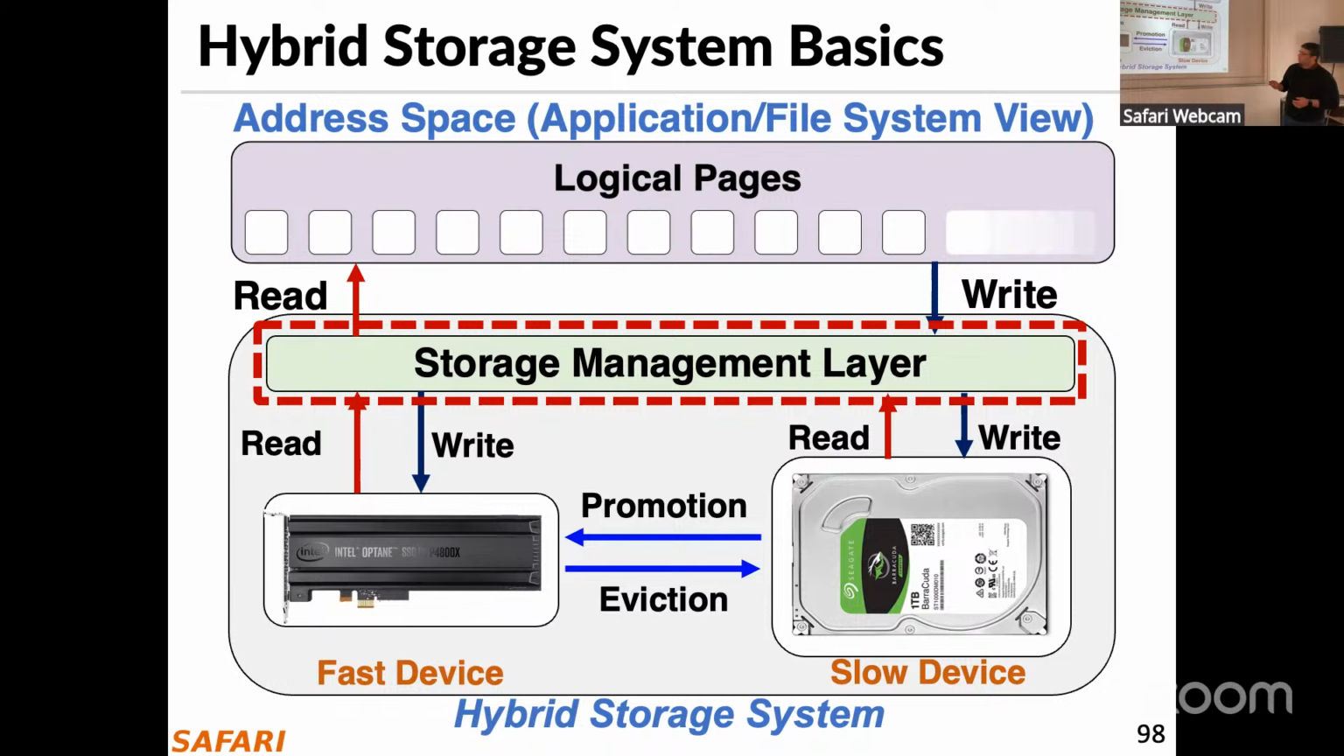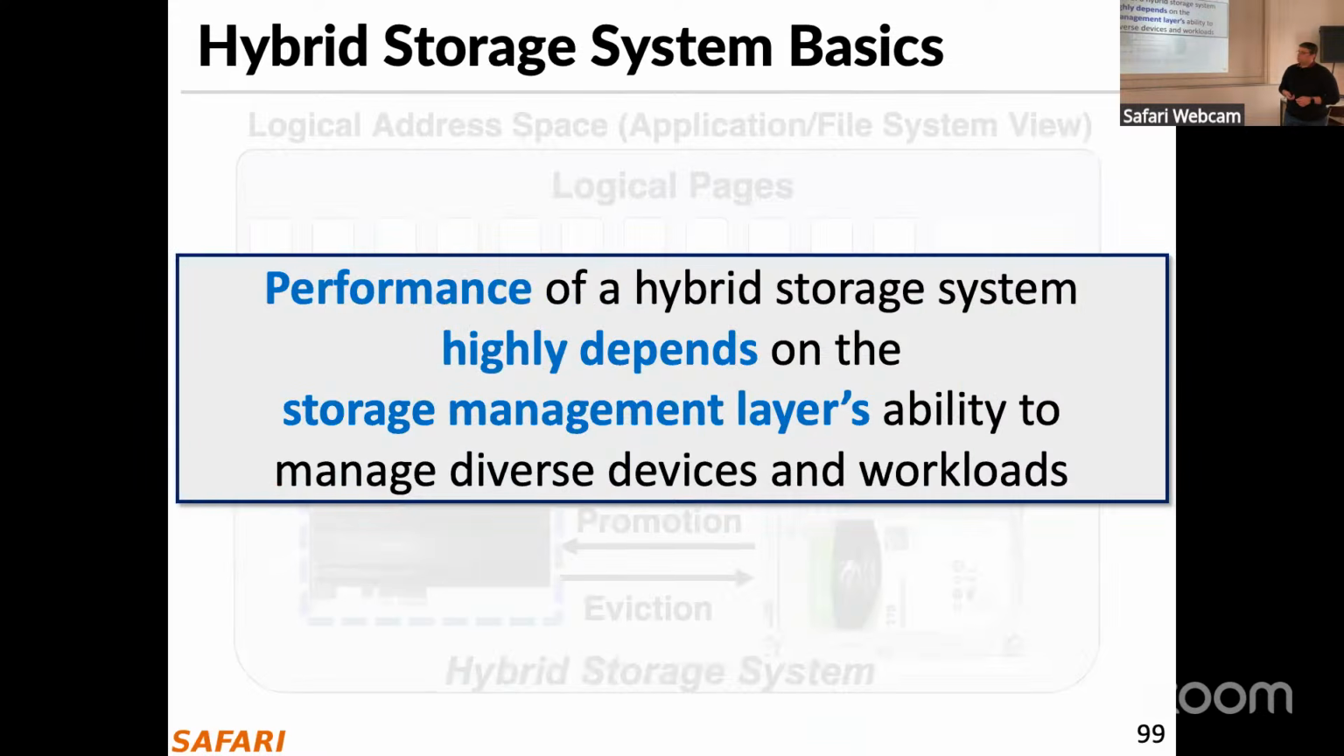You also have a migration policy that this storage management layer handles, similar to what Rahul mentioned, which is prefetching data from the slower device to the faster device, or evicting data that you don't need from the faster device to the slower device. We call it promotion and eviction. So the performance of this system is highly dependent on the HSS, or the storage management layer's, ability to manage these diverse workloads and devices. As you saw, the devices have very different characteristics in terms of access latency, capacity, bandwidth, and so on.